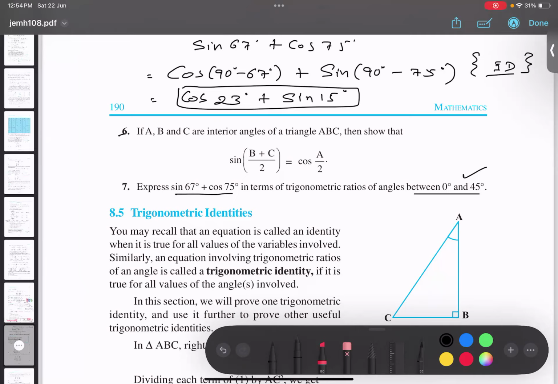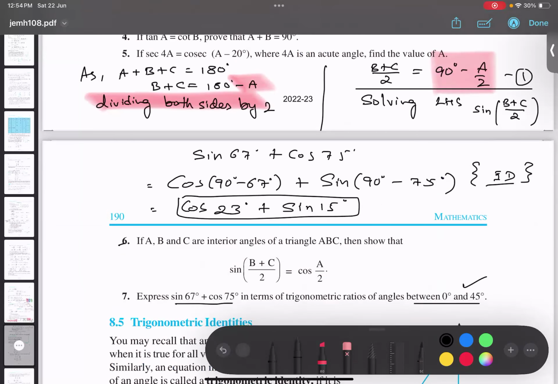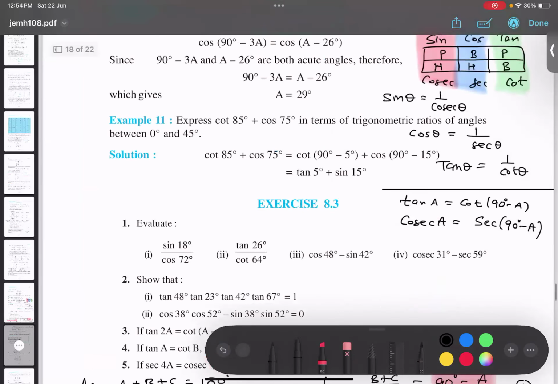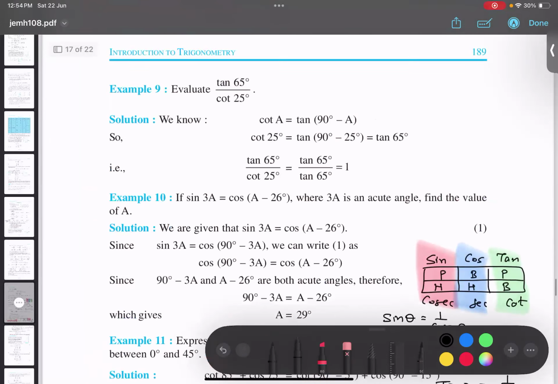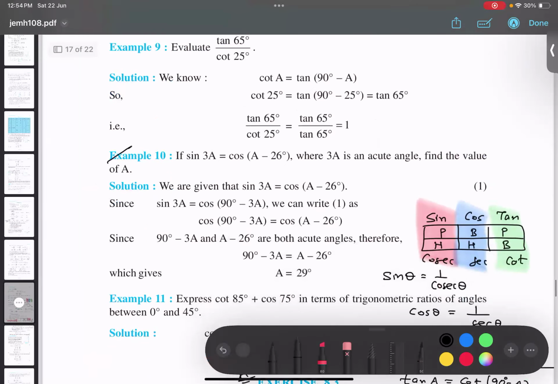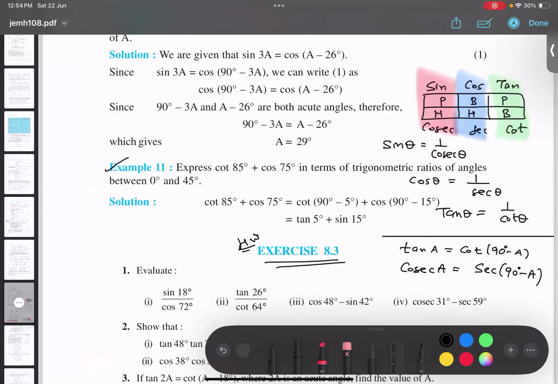Based on this understanding, quickly take a screenshot if you want. Done. Good. Exercise 8.3 is your homework, and based on this, do all the examples till example number 11 as homework. And I have given you one worksheet. Remember, there are 55 questions in that. So start doing that. Minimum 30 questions you should be able to do.